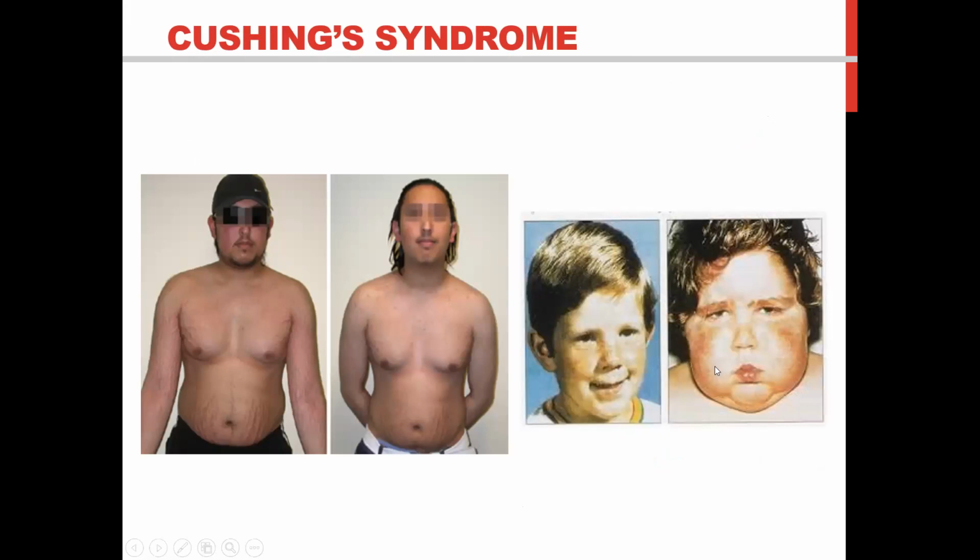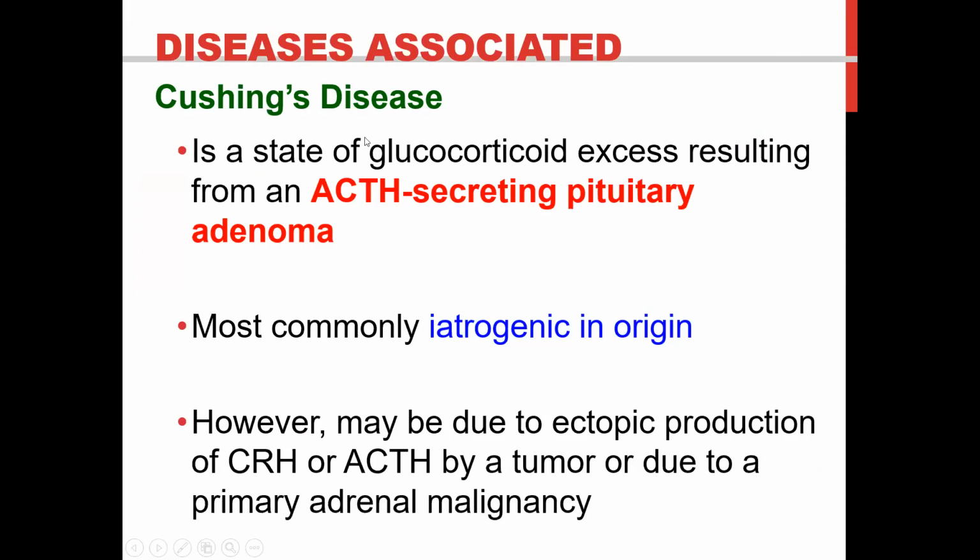The moon facies, the striae, purple stretch marks, truncal obesity, and chubby cheeks. Cushing's disease is actually a state of glucocorticoid excess resulting from an ACTH-secreting pituitary adenoma. Most commonly, this is iatrogenic in origin, meaning physician-induced. Iatrogenic, induced by someone, no?